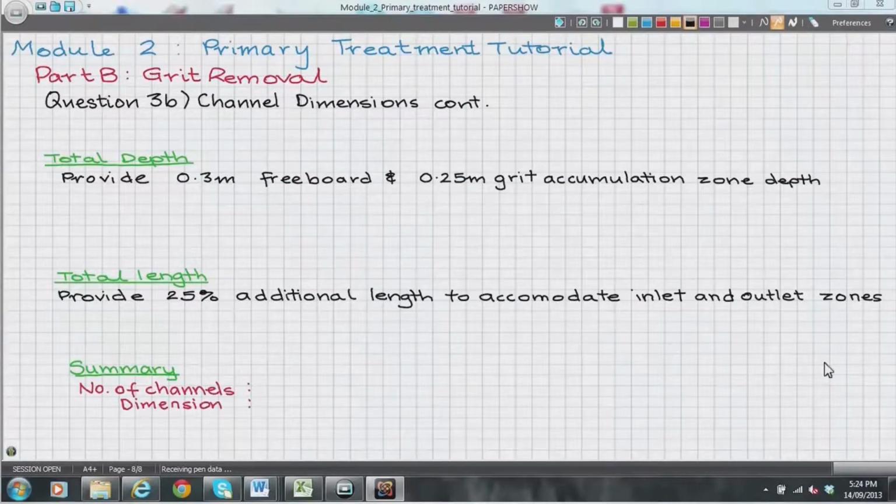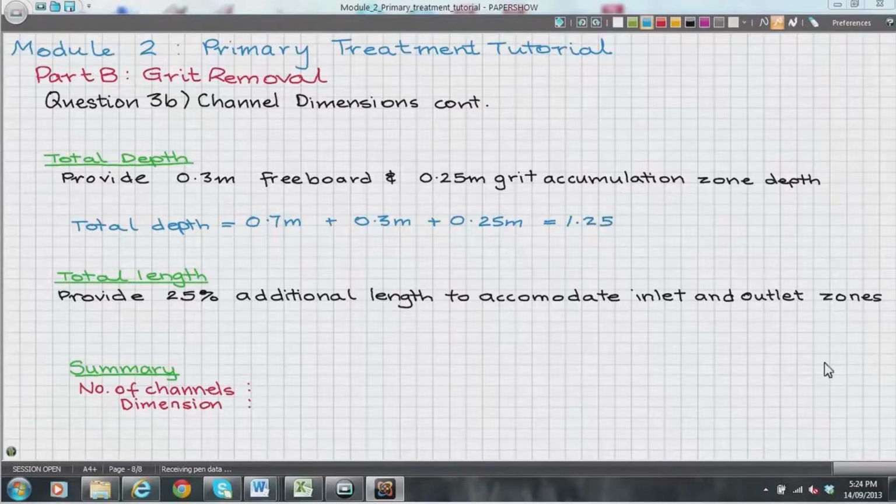It was given in the question that we should provide a freeboard of 0.3 meter and a grit accumulation zone depth of 0.25 meter. The total depth is thus the theoretical depth of 0.7 meter plus the freeboard of 0.3 meter plus the grit accumulation zone of 0.25 meter, which gives a total depth of 1.25 meter.